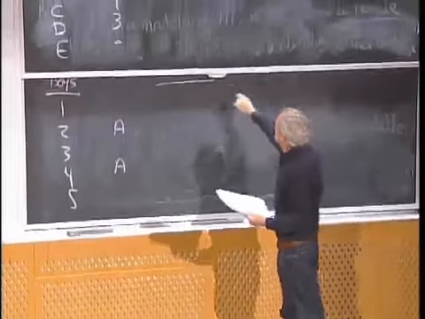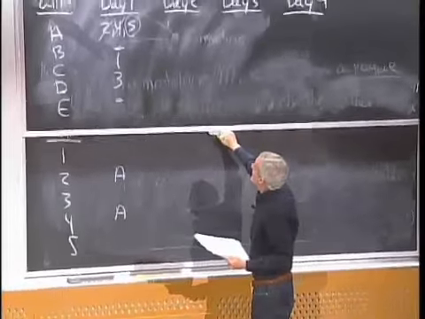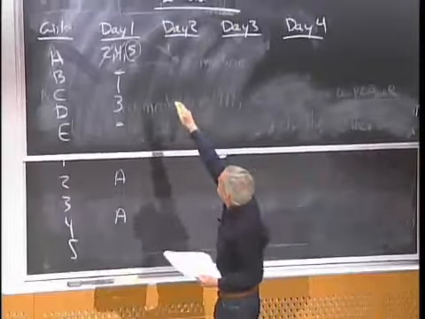All right, now we go to day 2. And 5 goes back to girl A, and of course, boys 1 and 3 stay there. Where does boy 2 go on day 2?